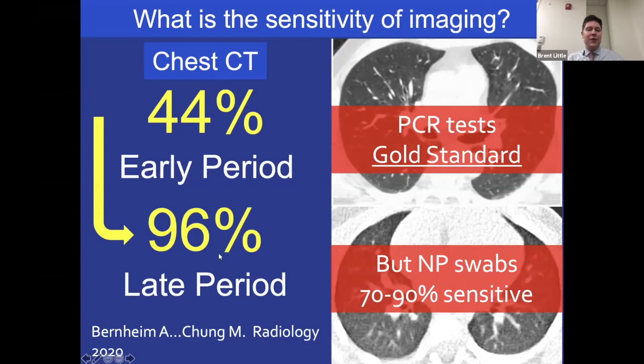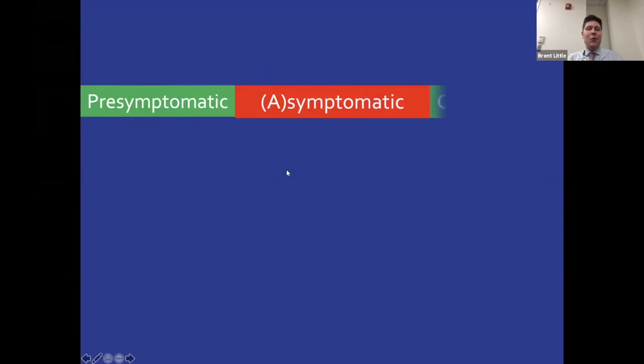Now, in the later period, imaging actually develops into a more sensitive modality. So compared to PCR, CT in the late period has about a 96% sensitivity. So something is abnormal in 96% of patients in the late period, and that is 7 to 10 days after onset. So you can think about, why do we get some false negatives on PCR swab testing, and how does imaging play a role here?